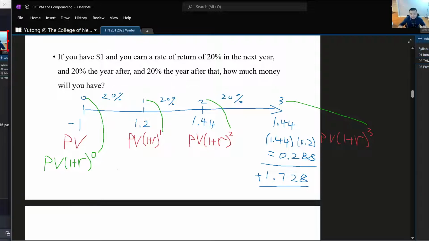So we are calculating the value of a certain amount of dollars at any time point given a return, 20% in this case. You just need to use this formula. That is, it is the present value times 1 plus the return raised to the power of the number of periods, okay, between today and the period you are trying to calculate.